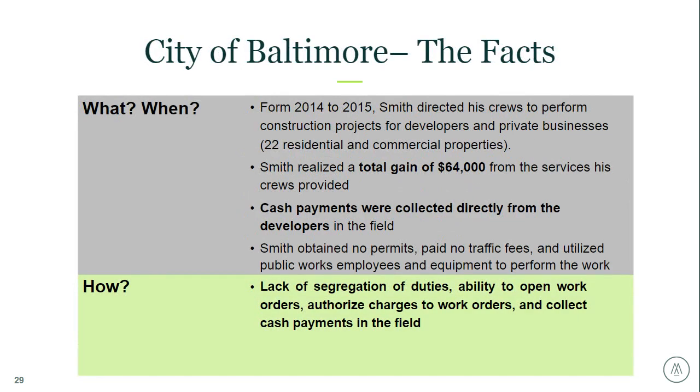Well, what we found is that Ronald started directing his public works crews to perform various construction projects directly for developers and private businesses in the area. And these projects were unauthorized, obviously, by the city, and Ronald did not obtain, as you'd imagine, the necessary permits or pay traffic fees that are required to perform that type of work. And then on top of that, Ronald collected the cash payments directly from the developers while in the field. So the city was ultimately unaware of the projects and the cash payments that were going to Ronald.